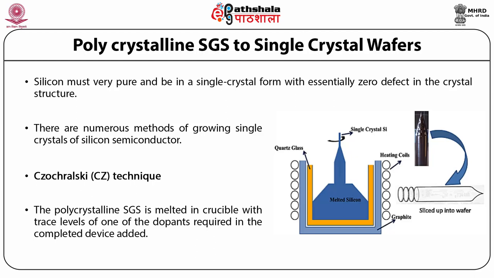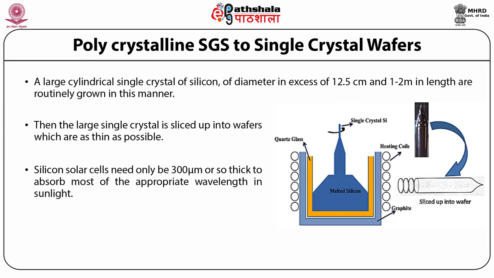Now, by dipping a seed crystal of solid silicon into the surface of molten silicon and slowly pulling the seed in the upward direction, it is possible to pull out a large cylindrical single crystal of silicon. These large cylindrical silicon single crystals of size about 12.5 centimeters in diameter and 1 to 2 meters in length are removed from the furnace and later cut carefully using a diamond cutter to avoid any wastage into thin wafers of about 0.2 to 0.5 mm thick.